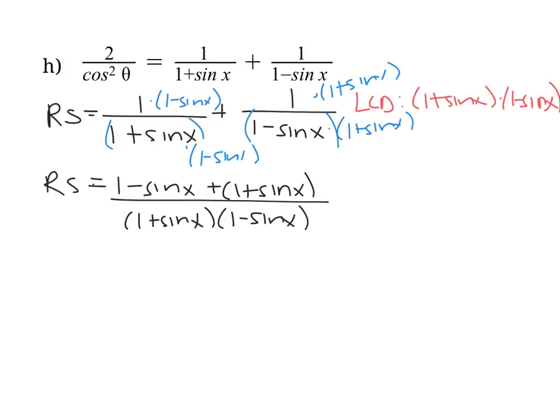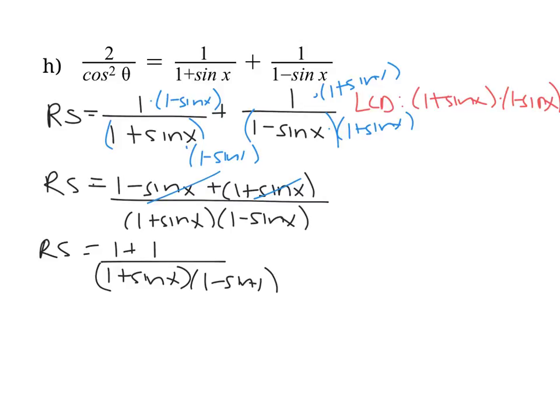So now to simplify the numerator, I'm going to have 1 minus sine x plus 1 plus sine x. So minus sine x plus sine x, those are going to cancel out. And I'm just going to be left with 1 plus 1. So my right side is going to equal 1 plus 1 over 1 plus sine x and 1 minus sine x. So I know 1 plus 1 is going to simplify to 2, which is exactly what I need. My denominator should equal cos squared theta, but it doesn't look like that right now.